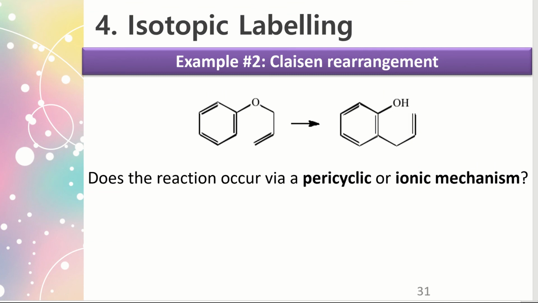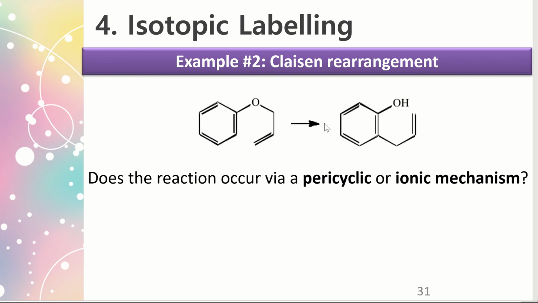All right, so another example of isotopic labeling is the Claisen rearrangement. I hope you have met this before. So for the Claisen rearrangement, I'm sure you can see here that we have this ether here, and then the products are generally formed by heating, right? So you have this ether, and then you heat it and you get this phenolic derivative.